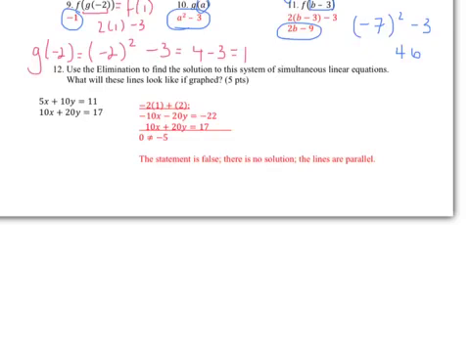Now, taking a look here, we're going to see that if we multiply this equation by negative 2, we'll end up with a negative 10 here. So it'll cancel with this negative 10. So let's go ahead and do that to eliminate x. So we'll multiply the first equation by negative 2 and add the second equation to it. So if we multiply this all by negative 2, this is going to become negative 10, negative 20, negative 22. And then to that, we're going to add the second equation.